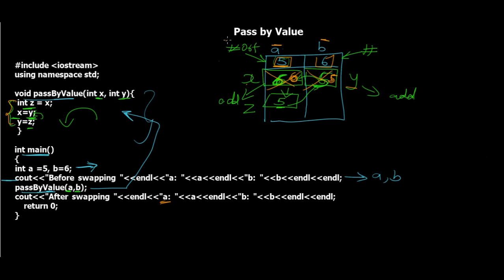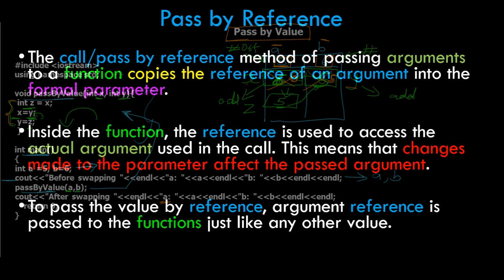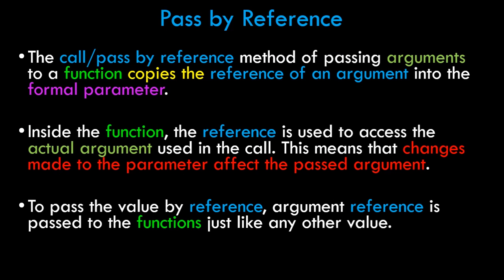So this method is known as pass by value, wherein the values are directly copied inside the arguments. Now that you've understood what is happening behind the scenes, let's move on to the next type, that is pass by reference. Let me just read out the theory aspect. The call by reference or pass by reference method of passing arguments to a function copies the reference of an argument into the formal parameters. Now these formal parameters are the parameters that we pass inside the function.